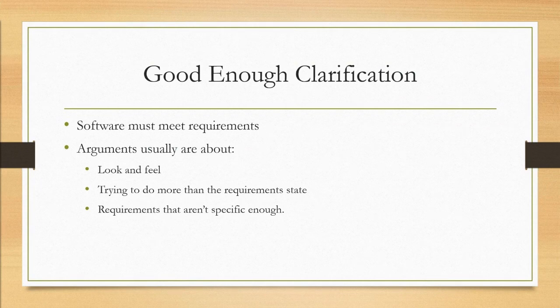So I want to be clear that it's got to do what it's supposed to do. But then we argue about the details of how it gets done, especially when the requirements don't quite say what we would hope, either because they've made choices you disagree with, or they haven't spelled it out clearly enough.